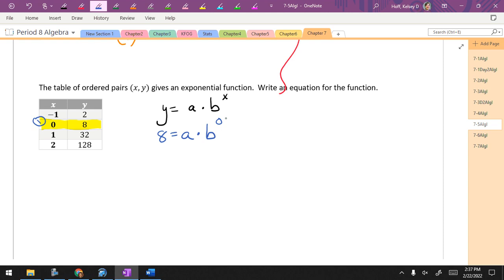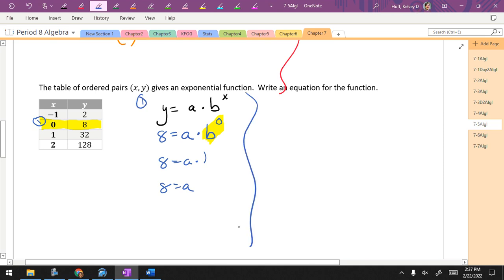Very good. Now be careful. The whole thing is 1, right? So b to the 0 really turns to a times 1. Well, what's a times 1? A. So what did we just calculate? We just got the first half of our equation. Everybody follow me? I'm only part way done, though.